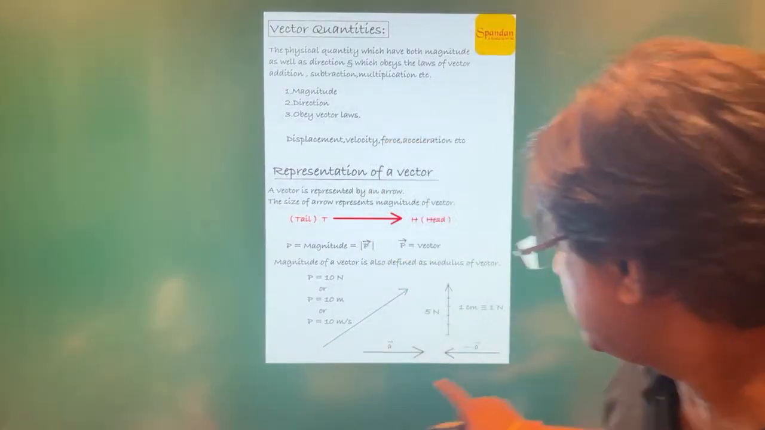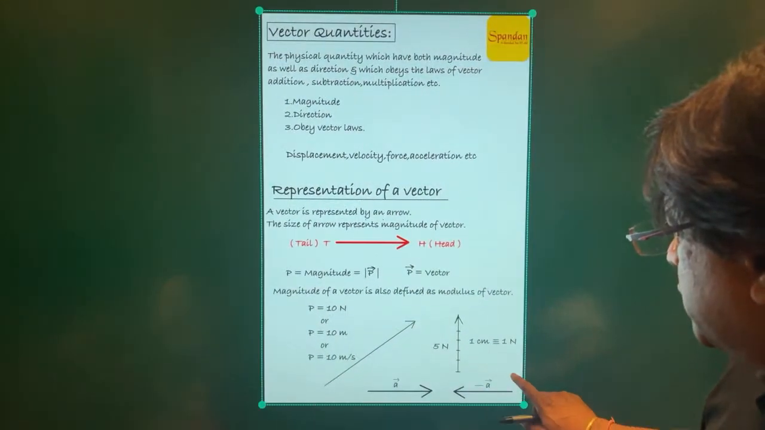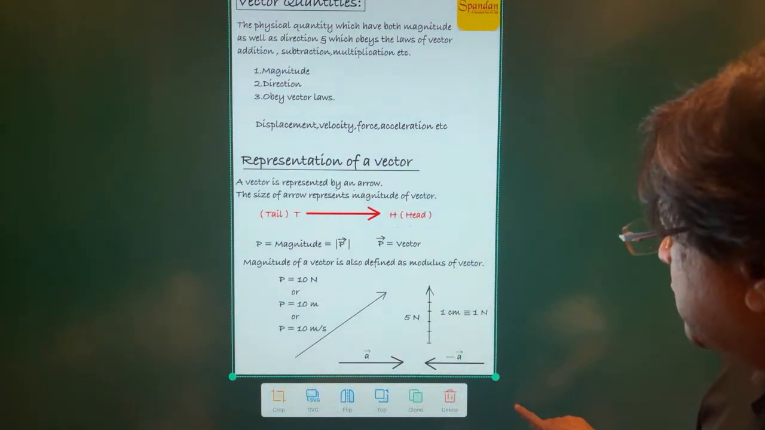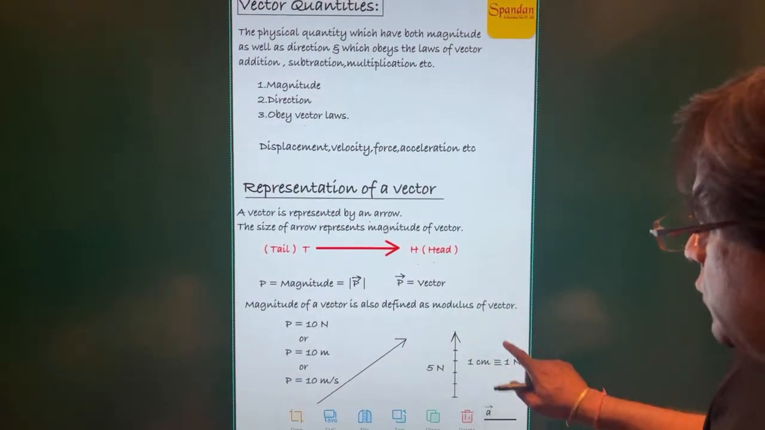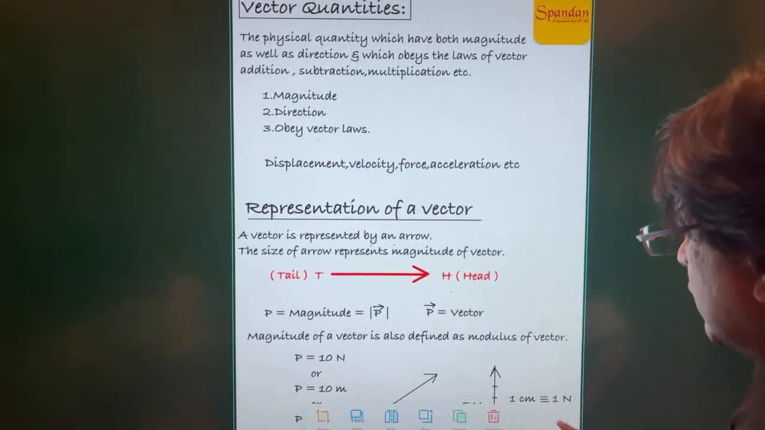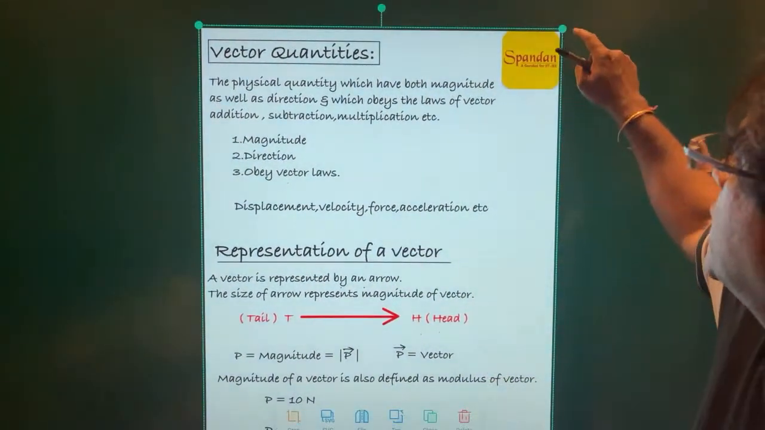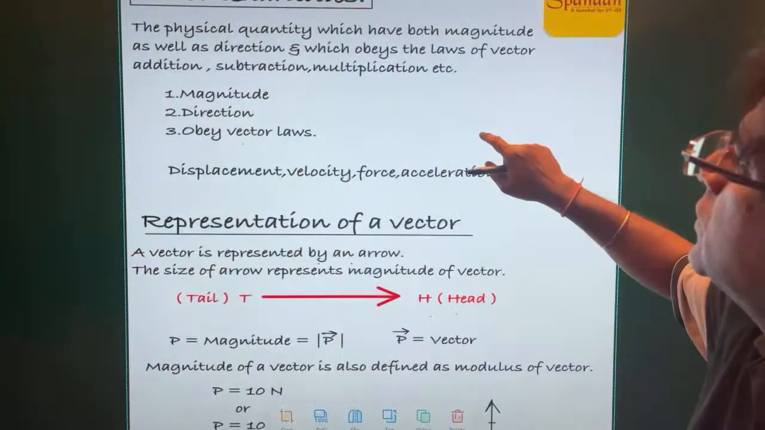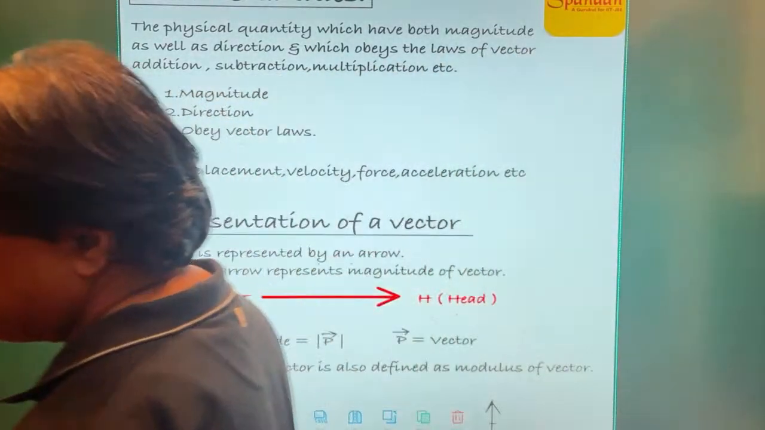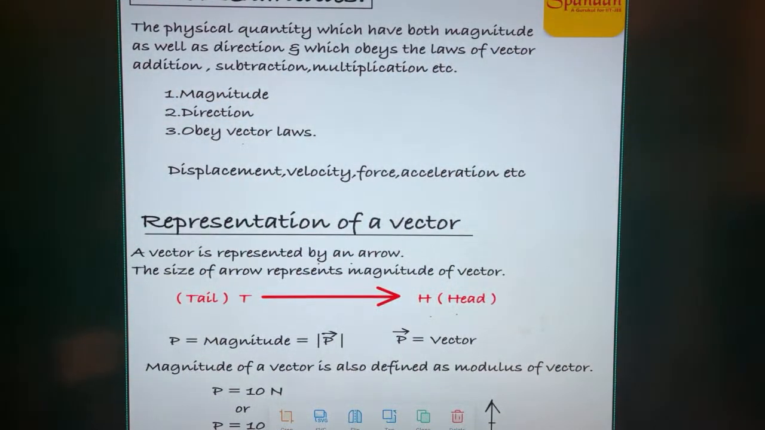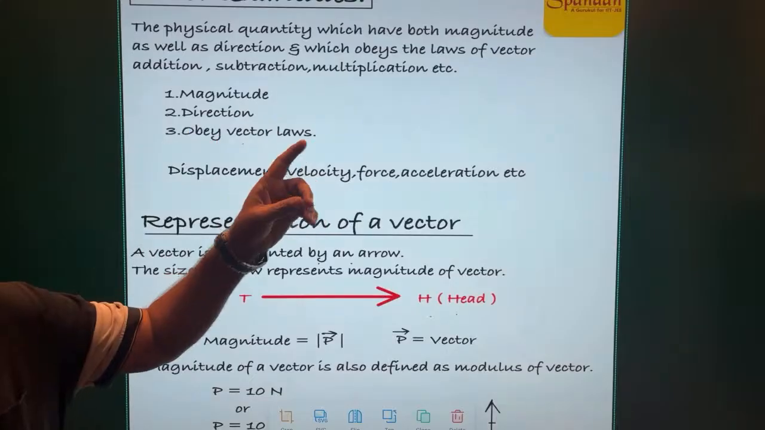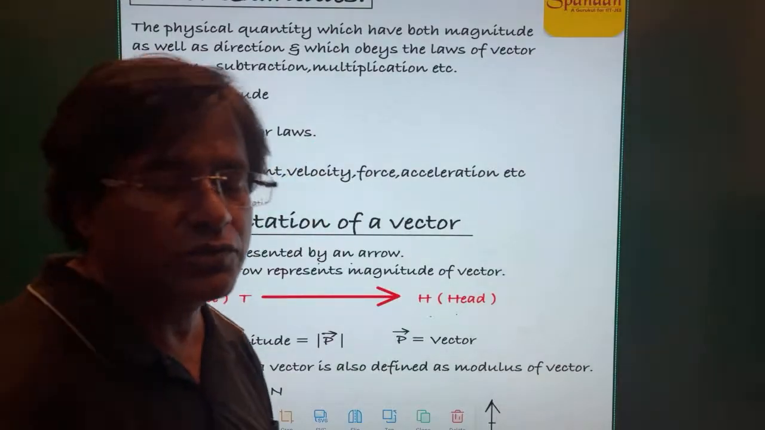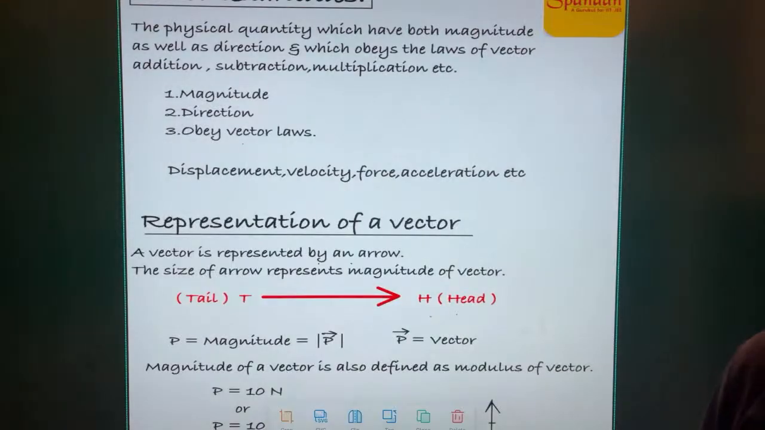So in case of vector quantities, there are some physical quantities which have both magnitude as well as direction, and they obey the laws of vector algebra, that is vector subtraction, vector addition, vector multiplication, right? So the physical quantity which has both magnitude as well as direction and obeys the laws of vector addition, subtraction, multiplication, etc., is called a vector quantity.